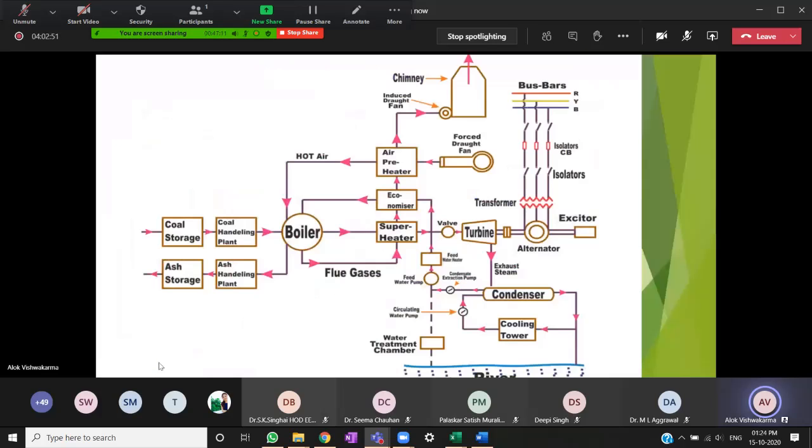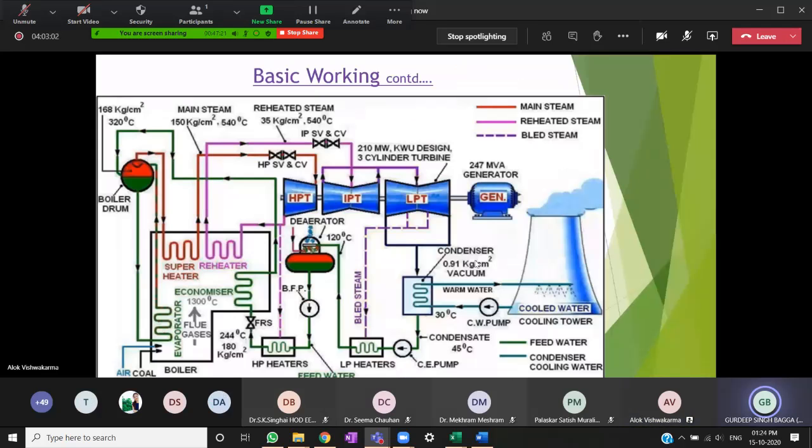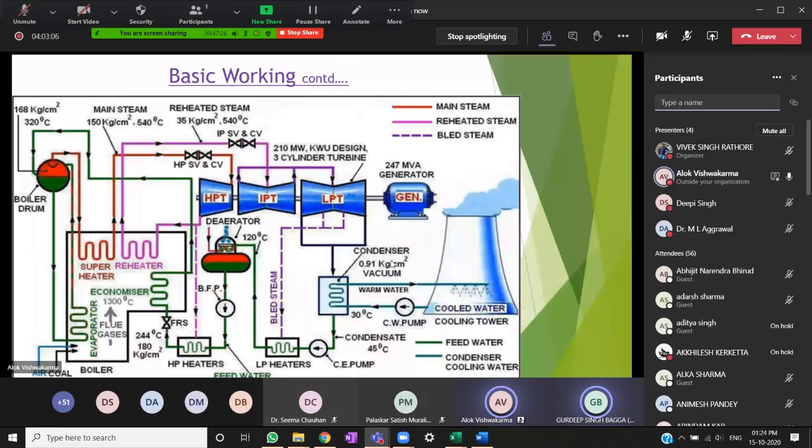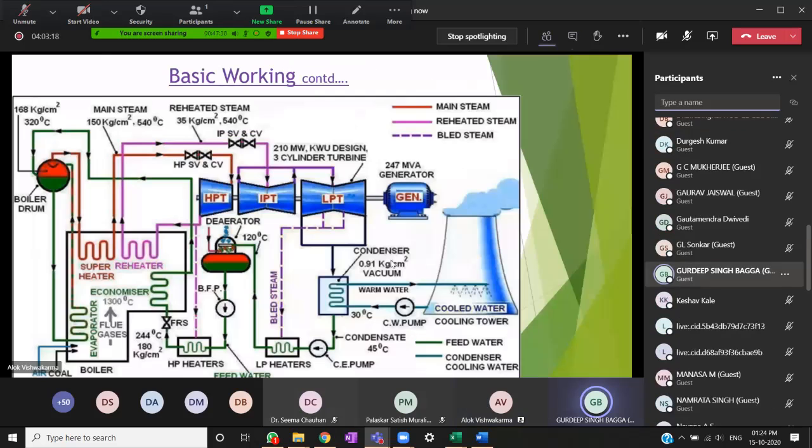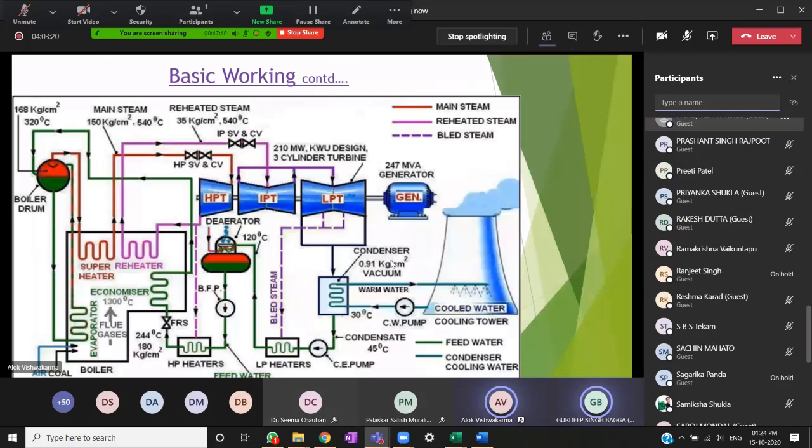Excuse me, sir, may I ask a question if you allow? Yeah, sir, tell me. In the previous slide, you were saying that the capacity of a generator is 247 MVA. Sir, how do we estimate? Basically, we are providing energy in the form of units, like kilowatt hour. So, how to transform that much energy?